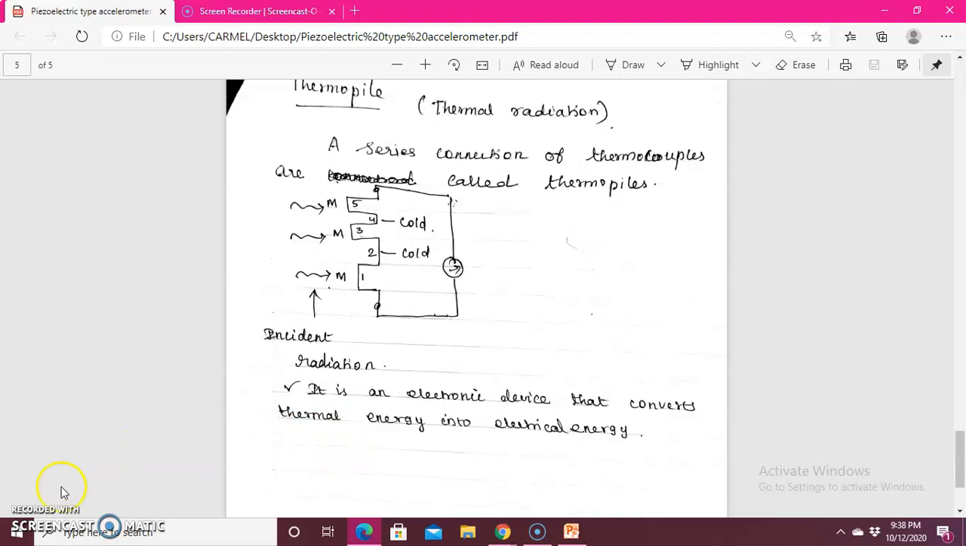So I think you would have understood how piezoelectric accelerometer is working as well as thermopile is working.